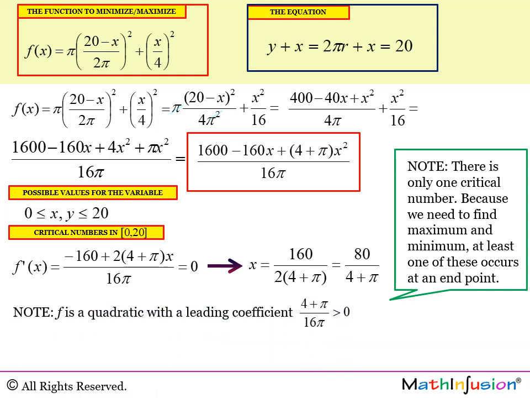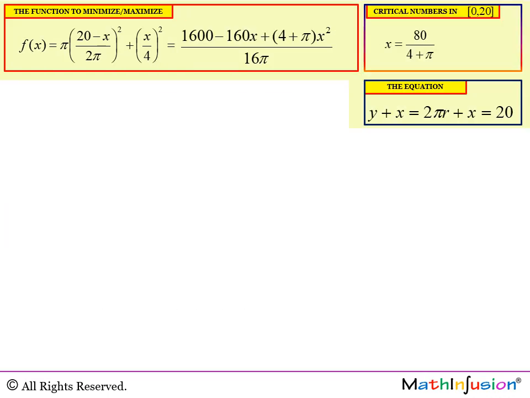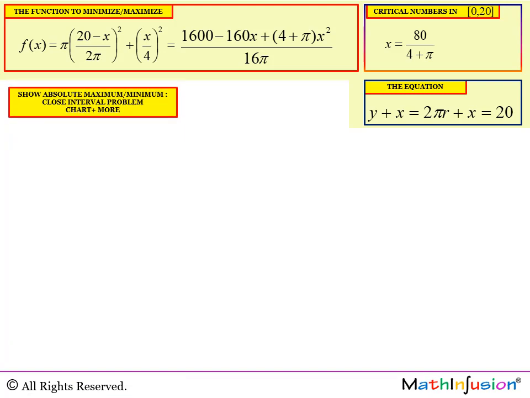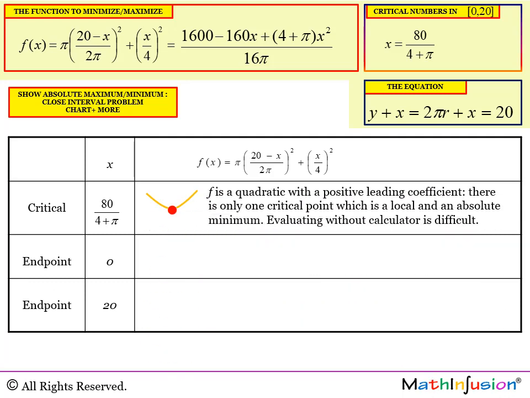But we can observe even more. If you look at the function f, it's a quadratic with the leading coefficient of 4 plus pi over 16 pi, which is definitely positive. It means that this has to be the absolute minimum because of the shape of the graph, which is an upward parabola. So now let's use the chart because we need to use the closed interval and we have only one critical number and two endpoints, which are 0 and 20. I'm not going to evaluate the function f at the critical number. This is too difficult to evaluate. But I'm still going to show that this has to be the absolute minimum because, as we saw before, the function f is a quadratic with a positive leading coefficient. So there is only one critical point, which is a local and absolute minimum.